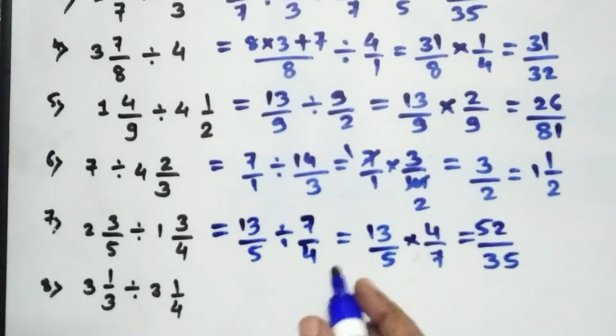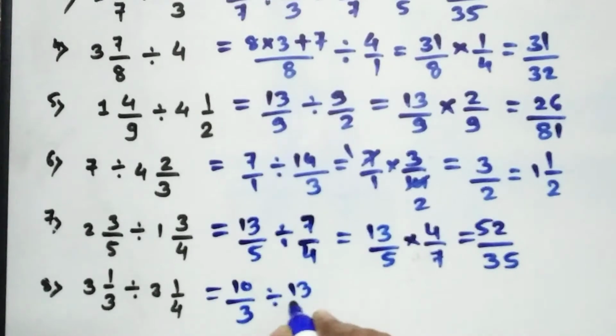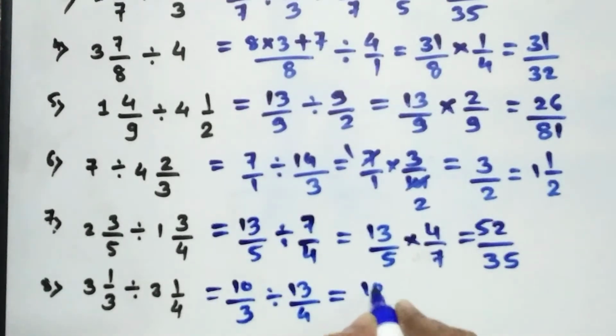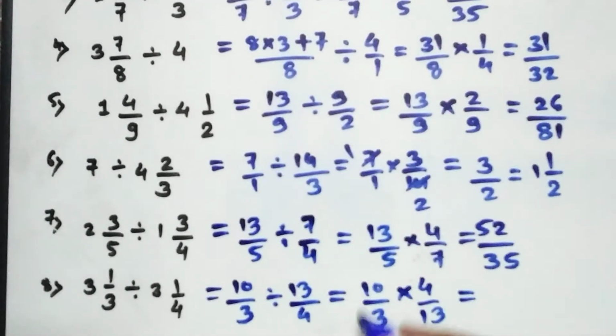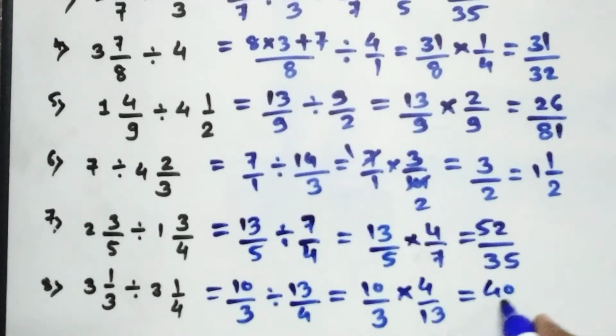We will solve this one. 3 3s are 9 plus 1, 10 by 3. Here we'll get 4 3s are 12 plus 1, 13 by 4. 10 by 3, and this division will turn into multiplication, and here it will be 4 by 13. We cannot simplify, so just multiply the numerators. 10 4s are 40, and here 13 3s will get 39. So the answer is 40 by 39, which is 1 by 39 as a mixed fraction.